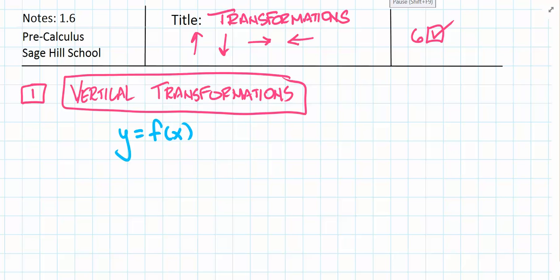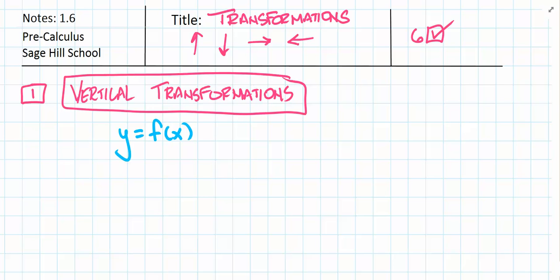All right. So 1.6 is all about this thing called transformations. The word transformations is a fancy word to describe how graphs move up, down, right, and left, and reflections. So transformations, again, is going to be up, down, right, left, and reflections. And then I'll get into stretching things more tomorrow, the next lesson, okay?